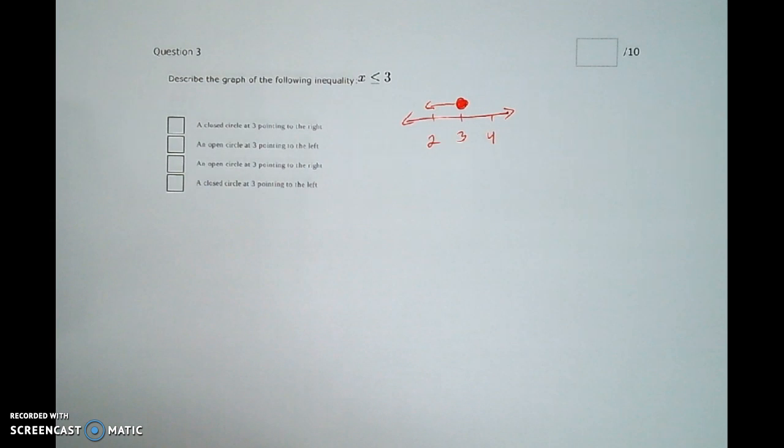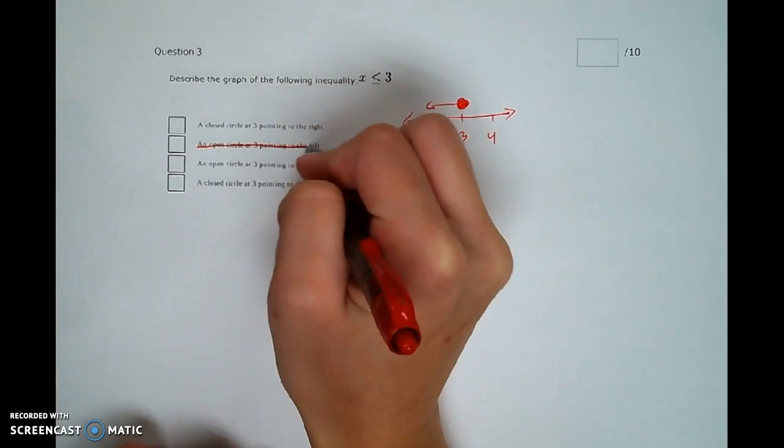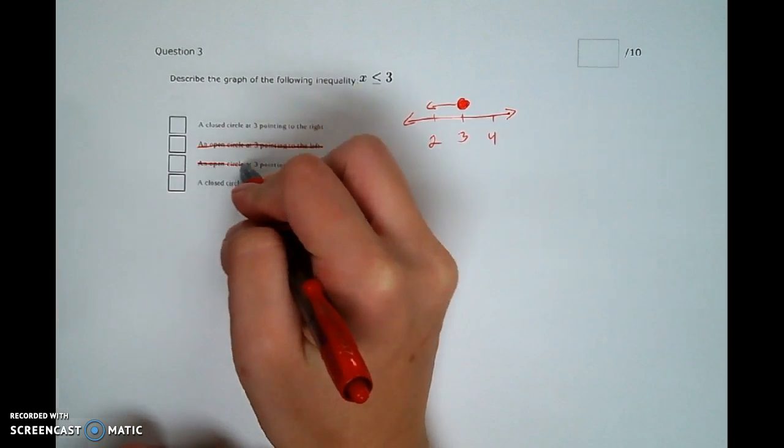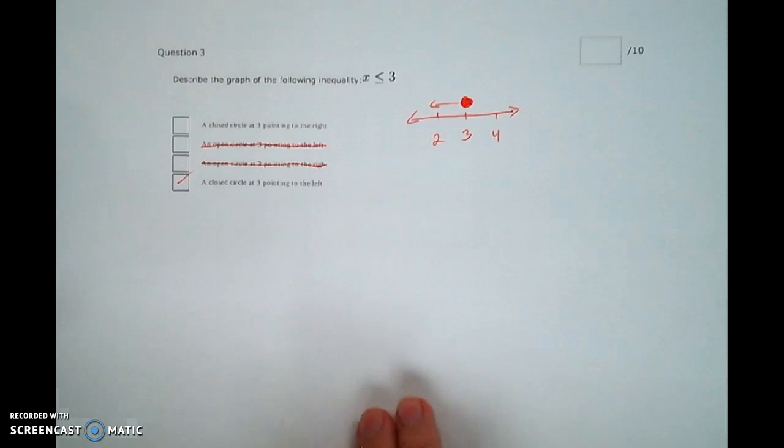and then X is less than 3, so my arrow is going to point to the left. So at this point I know I'm looking for a closed circle, so I'm not going to look at this one because that's open, and I'm not going to look at this one because that's an open circle. And then my arrow is pointing to the left. So that's how I know that I would choose that one.